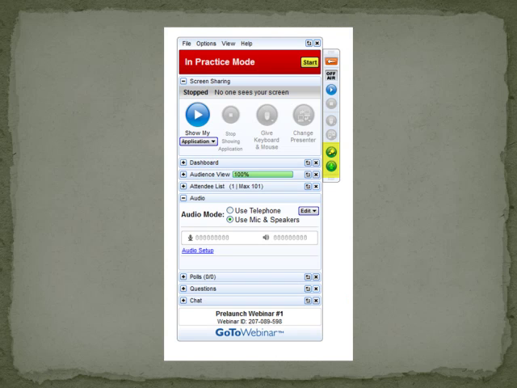Unfortunately, I just recorded the GoToWebinar video, but Camtasia did not pick up on it, so what we're looking at right now are screenshots. I'm going to go through each screenshot and explain which one means what. This is what you see when you're in practice mode. Once you start your webinar in practice mode, this is what you're going to see. As you can see, it's very, very simple to use, and you don't really need to be tech savvy in order to use it.